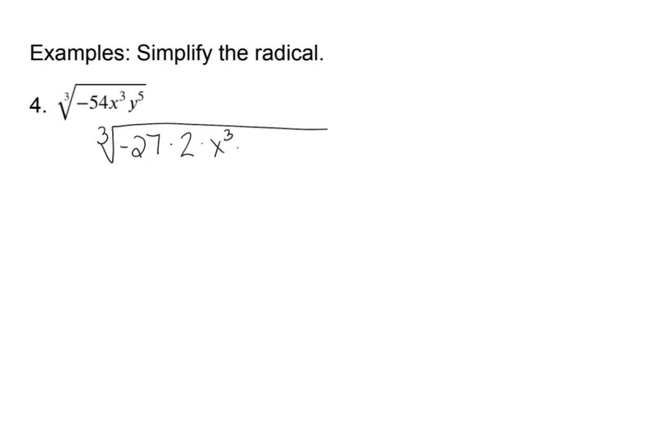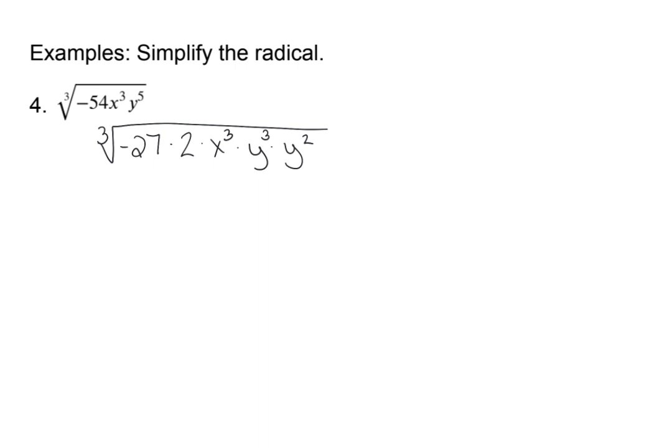Now let's talk about these y's. There's 5 of them sitting there. I want them in groups of 3. So I've got one group of 3, and to get to 5, I'm going to have 2 more sitting in there. All right, let's do what we can and leave underneath anything that's going to be messy.